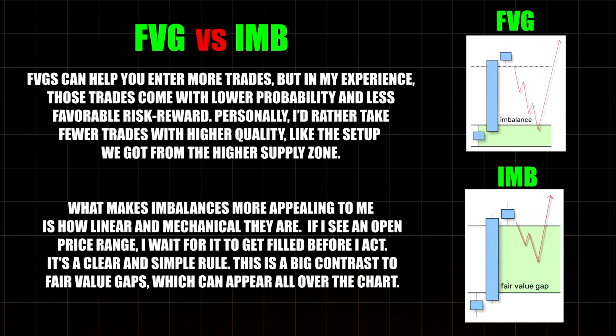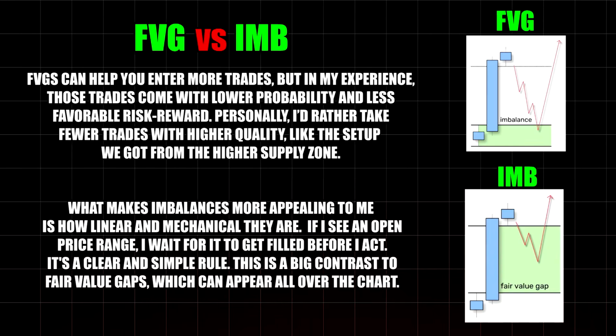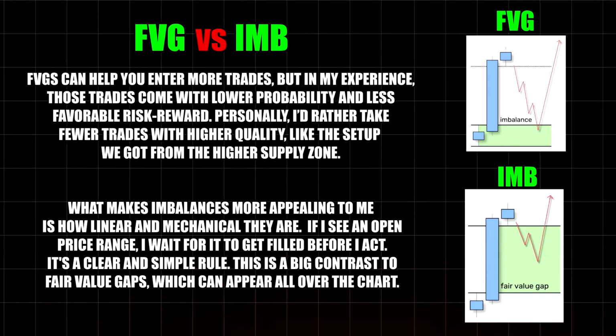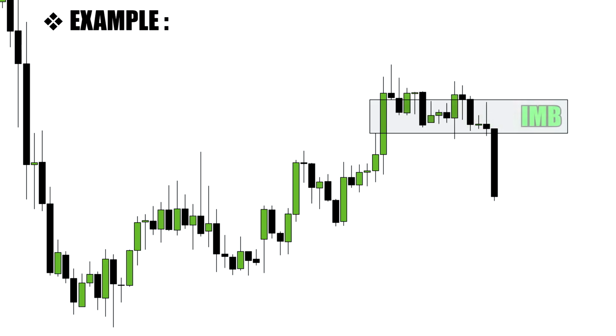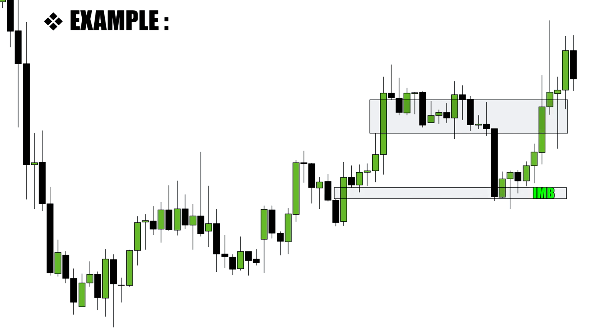This is a big contrast to fair value gaps, which can appear all over the chart. For instance, on the way up, you might spot a tiny FVG between two candles and convince yourself it's a good long, but that can easily lead to false confidence and bad trades. With imbalances, it's more structured. For example, once an upper imbalance gets filled, I can then look for the market to target a lower imbalance, like this region to the left. It's all based on mechanical logic, not interpretation.